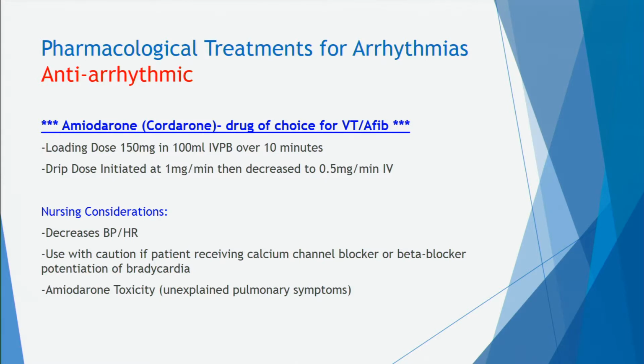It can cause decreases in blood pressure and heart rate, so use it with caution if the patient is on calcium channel blockers or beta blockers, because it can potentiate bradycardia, making them even more bradycardic. And then there's also something called amiodarone toxicity. If they start to experience unexplained pulmonary symptoms, sometimes it can be related to amiodarone. They don't really know why, maybe some shortness of breath or something like that. Usually that's with more long-term use, but I just wanted to put it on there in case you had some kind of reaction with the drug if you had to start it.